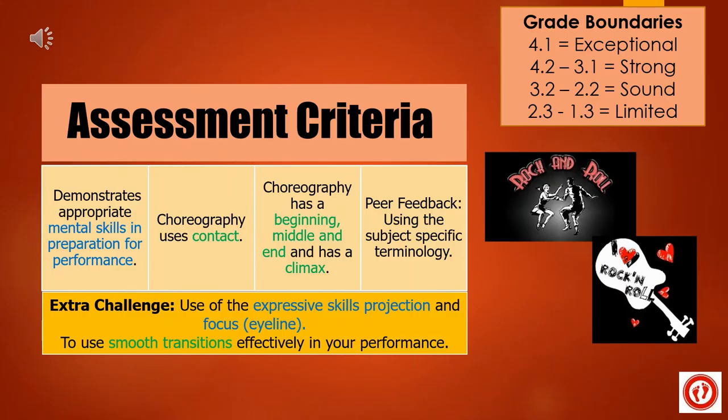Assessment criteria for rock and roll. In terms of the grade boundaries, the highest grade or level that you can get in this unit is a 4.1, which means that you would be hitting the assessment criteria at an exceptional level. You might also be hitting the criteria at a strong level or a sound level, which means good, or at a more limited level. Let's break it down so that you know exactly what we are looking out for.